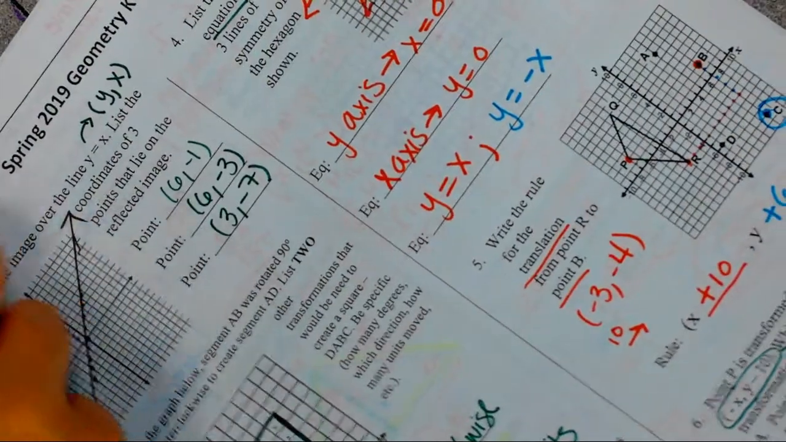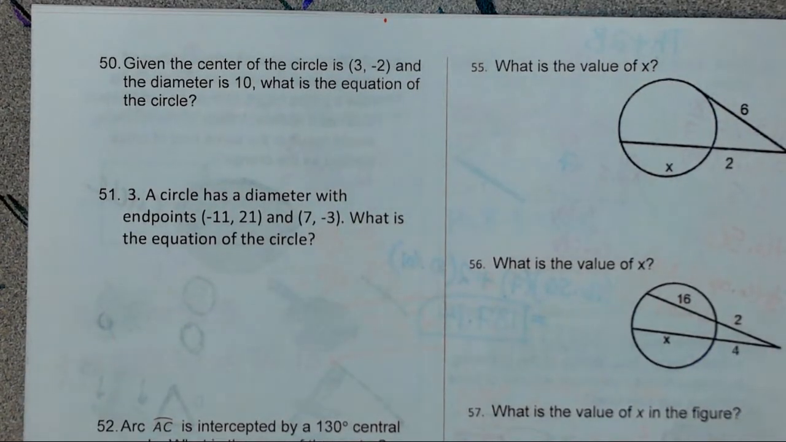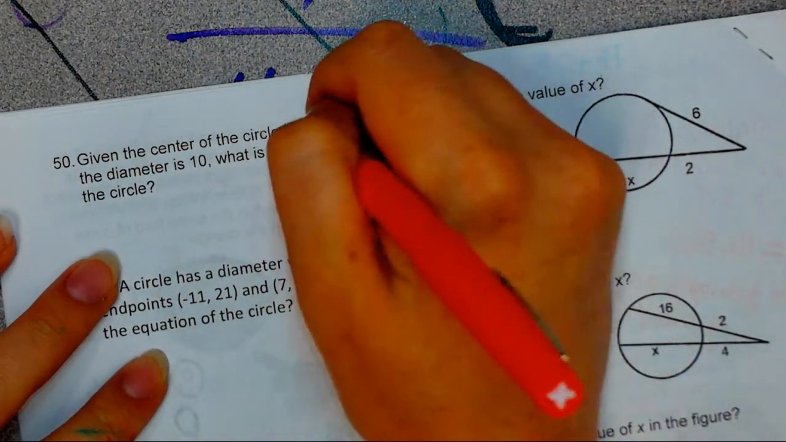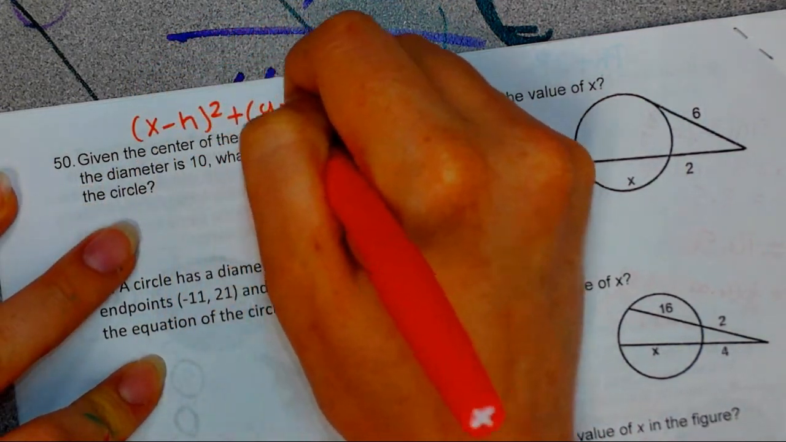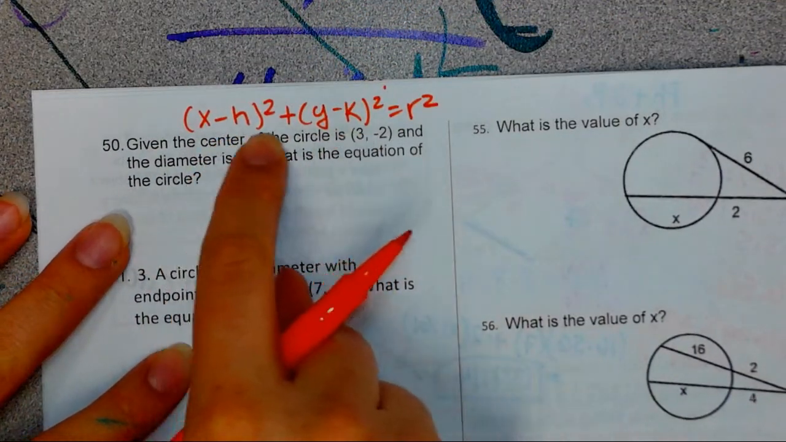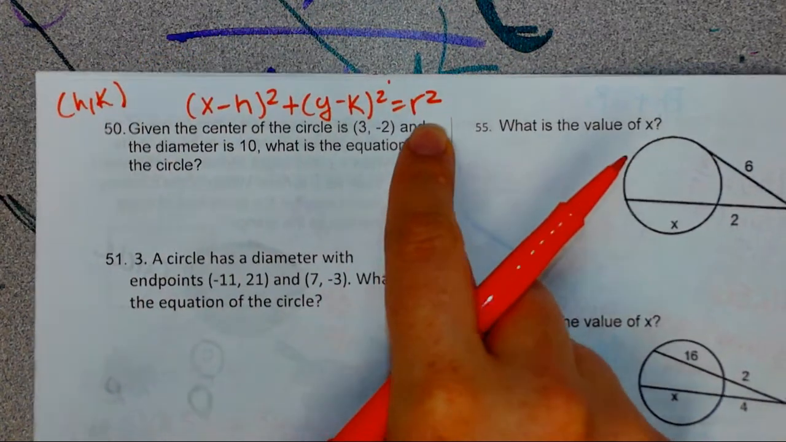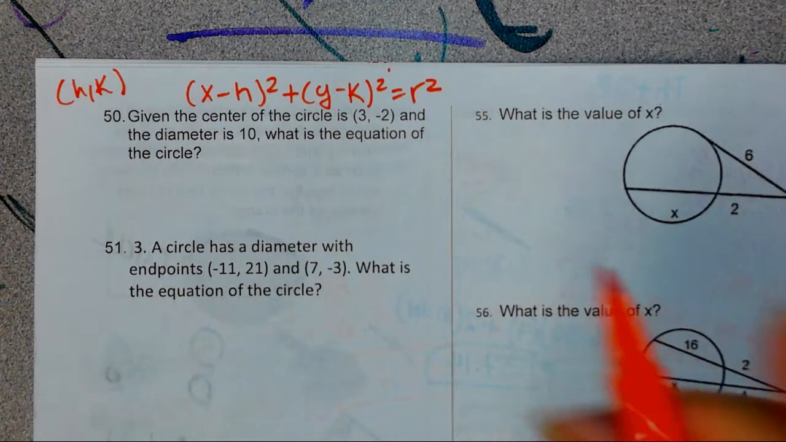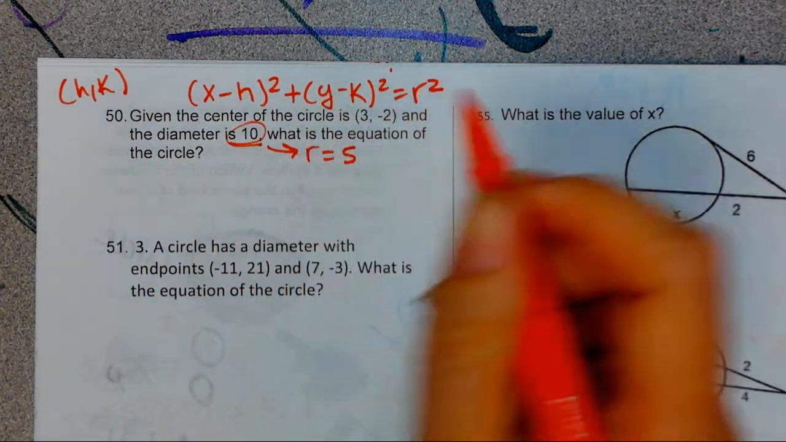All right. We are on the last page. Nice. So it says, given the center of a circle is (3, -2) and the diameter is 10, what is the equation of the circle? So the formula is (x - h)^2 + (y - k)^2 = r^2. H and k represent your center. This is the center coordinate. And then, of course, r is your radius. So if our diameter is 10, that means that our radius would be 5.